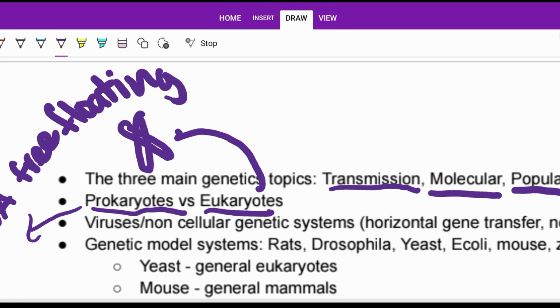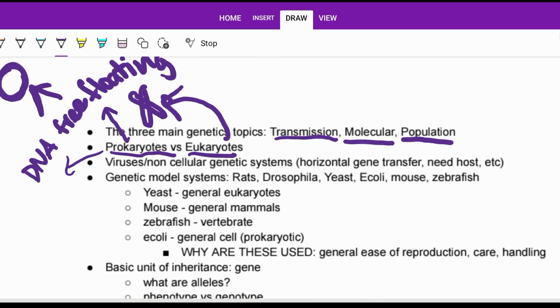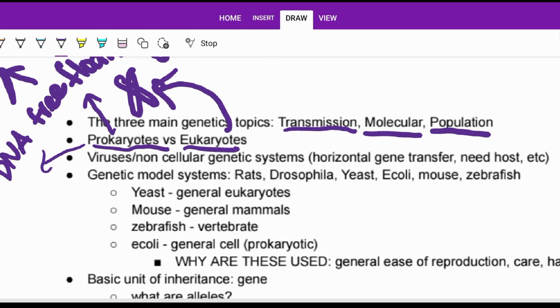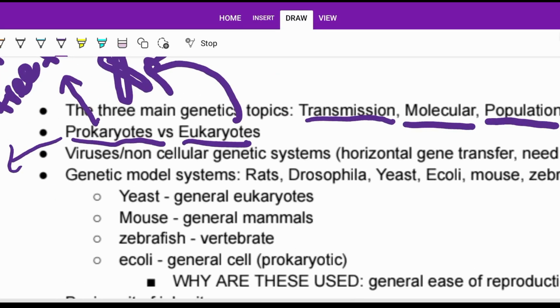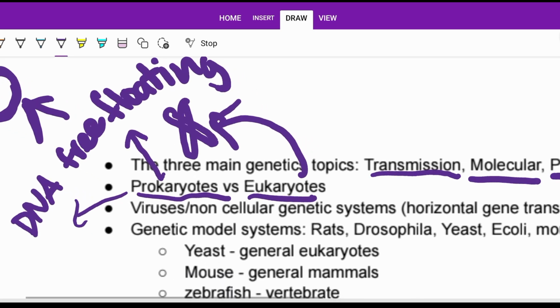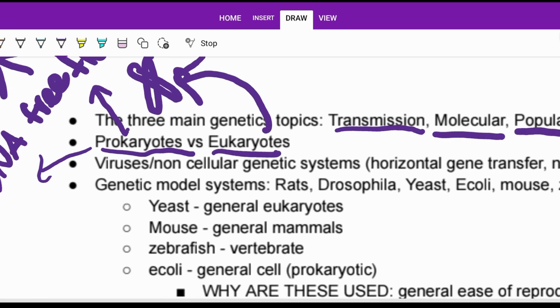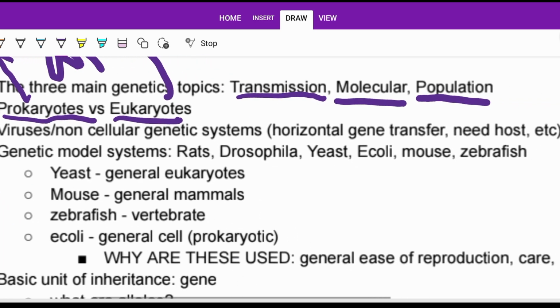Eukaryotes have linear chromosomes, but prokaryotes have circular chromosomes. Just remember that. That's the main difference we need to know for this unit: prokaryotes have circular chromosomes, eukaryotes have linear chromosomes, and prokaryotes are a lot simpler than eukaryotes. Eukaryotes have membrane-bound organelles and a nucleus, and prokaryotes do not have that.